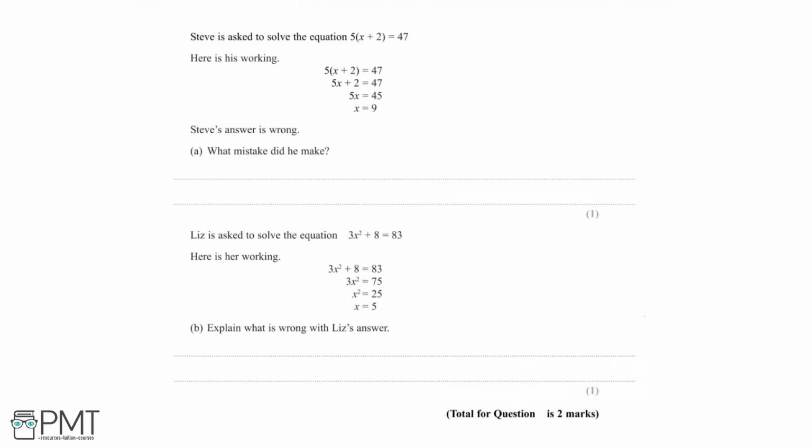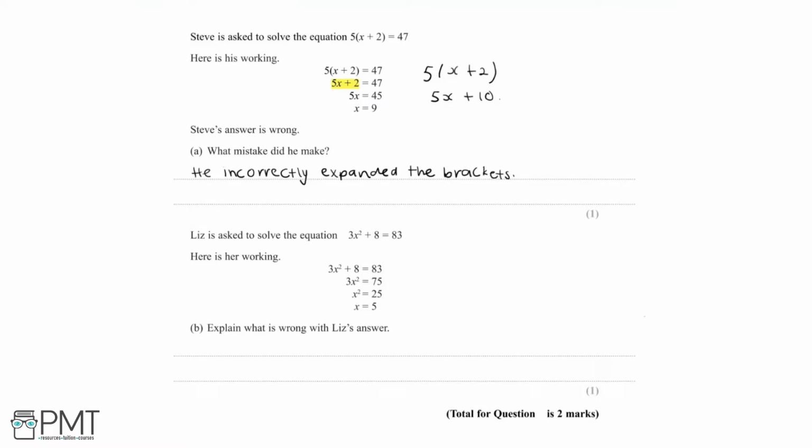We start with 5 brackets x plus 2 is equal to 47, and every time we have brackets, we need to be really careful to make sure that we multiply each term in the bracket. Looking at what Steve did, when he expanded the brackets, he ended up with 5x plus 2, which is incorrect. We started off with 5 brackets x plus 2, and so when we multiply each term by 5, we end up with 5x plus 10. Steve did not do this, and he ended up with 5x plus 2 rather than 5x plus 10. And so we can say that the mistake Steve made was that he incorrectly expanded the brackets.